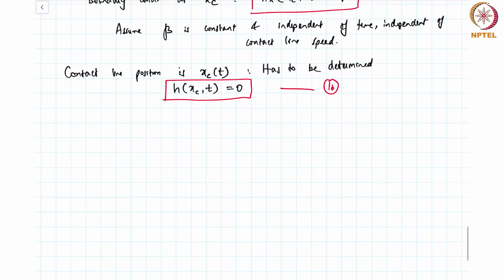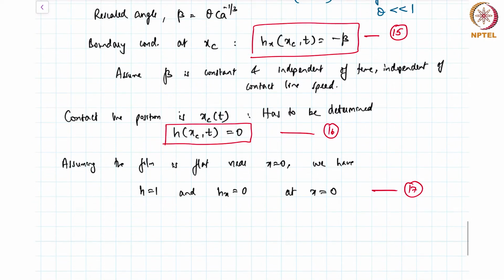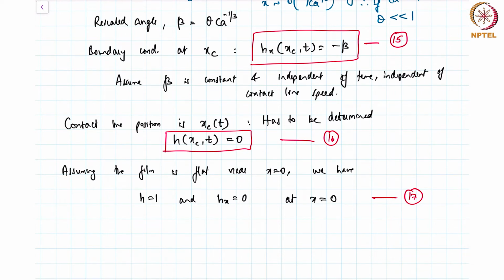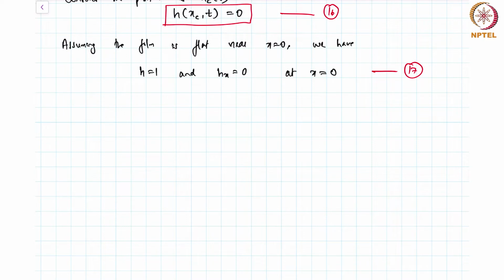Okay. Now we also need boundary conditions in the far field. Assuming the film is flat near x equal to 0, we have h is equal to 1 and hx is equal to 0. The slope of the interface is also 0 because it's basically flat. This is at x equal to 0. So this is the next condition. We have 17. So now we have basically got 4 conditions in x: 15, 16 and 2 conditions in 17. But of course we have introduced one unknown into the problem in the process, which is the location of the contact line itself, right? Now we also need some initial condition.